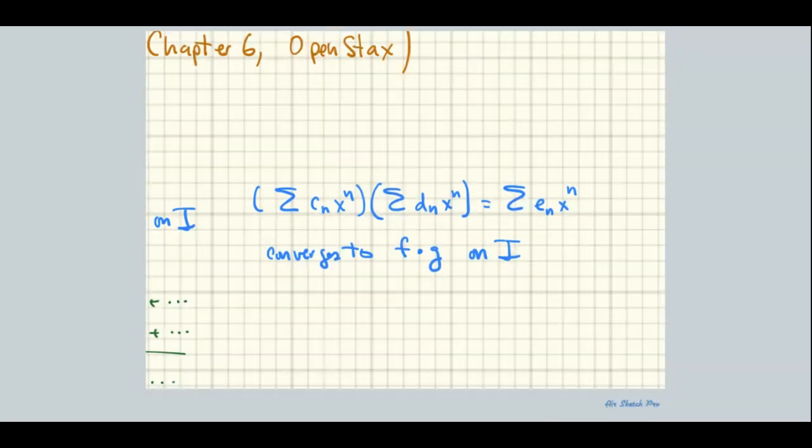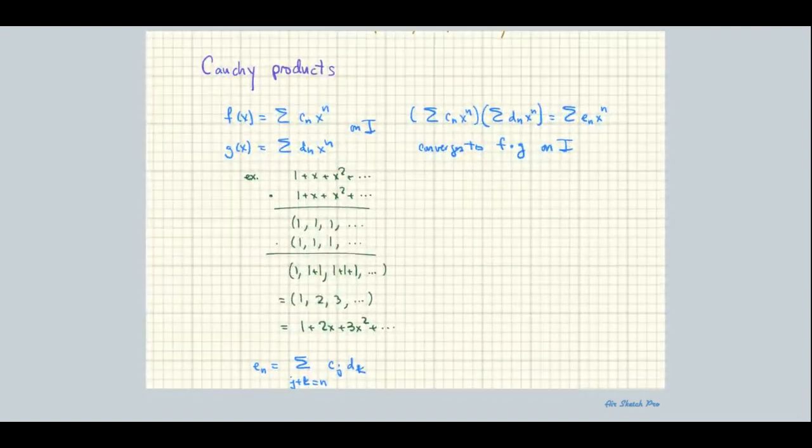And when you multiply together, we get a new power series with new coefficients, and it converges to the product on I. So there we go. You can take linear combinations, you can shift the power, you can lift the power, and you can multiply two power series together. And that's the standard ways of coming up with new power series.